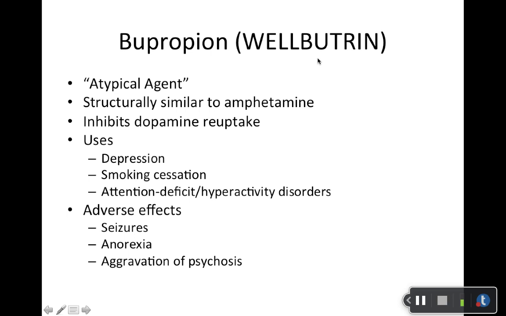Bupropion, the generic for WELLBUTRIN. This is an interesting one. It is atypical, and again, that's another labeling that you will see in other textbooks and other sources.